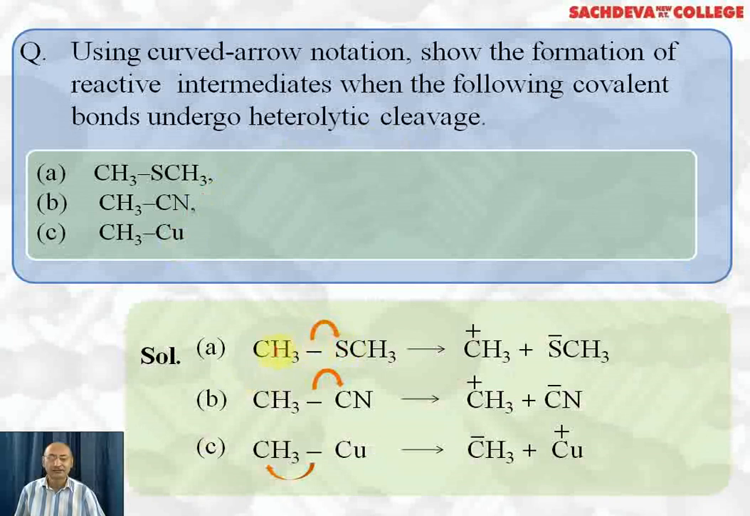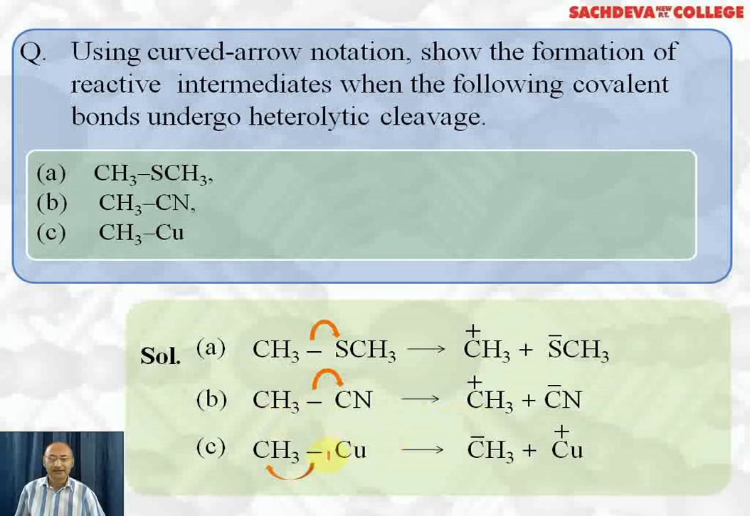Sulfur is more electronegative than carbon. Therefore, we have shown the curved arrowhead like this. It means that the shared pair of electrons will shift to sulfur and this will form a negatively charged ion. The methyl group will have a positively charged ion because carbon is less electronegative. In CH3CN also, this shared pair of electrons will go to the cyanide ion and it will become a negatively charged ion. This CH3 will acquire a positive charge.